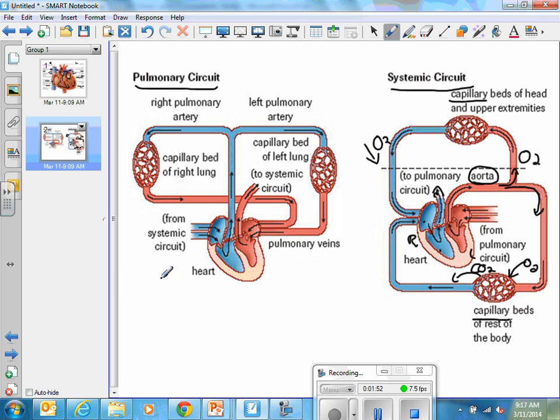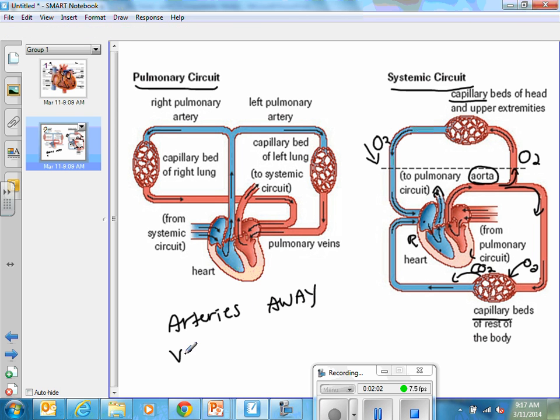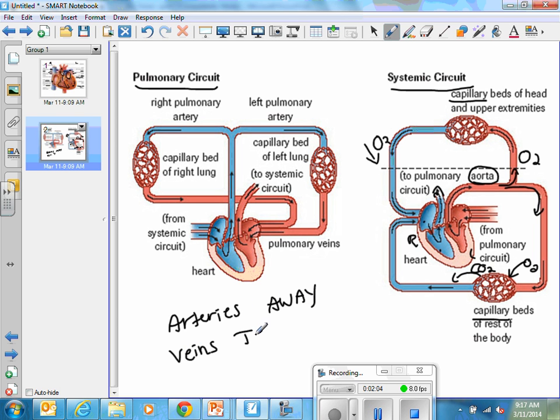The only time this is ever reversed is in the pulmonary circuit. Remember, arteries carry away from the heart 100% of the time, and veins carry towards. So in the case of the pulmonary circuit, the artery, this is the only artery that has low oxygenated blood. So the pulmonary artery is low O2. That's because it's carrying blood away from the heart towards the lungs, where we're going to pick up all that oxygen.